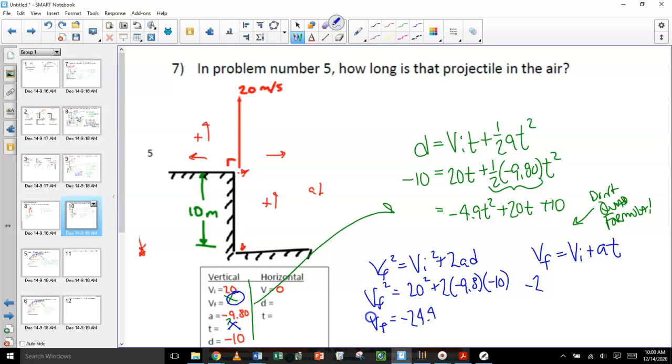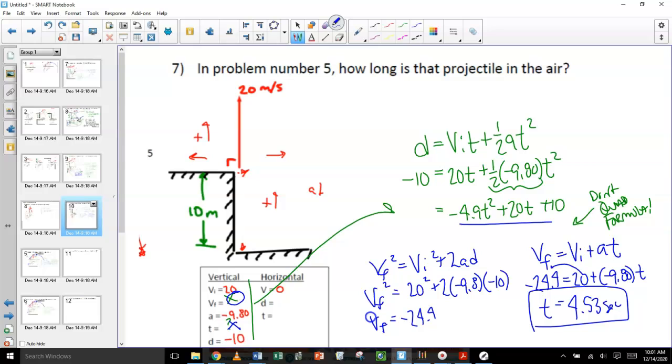And then I can use this equation, VF equals VI plus AT. Final velocity, negative 24.4. Now, if you forget that negative, you're going to get this wrong. Initial velocity is 20. The acceleration, negative 9.8 times t. So then I bring the 20 over and I get negative 44.4. So negative 44.4 divided by negative 9.8. You get your time of 4.53 seconds. So I was able to find the answer. Even though I encountered the quadratic formula, you can sidestep by finding final velocity, and then from the final velocity you can find your time and never have to use the quadratic formula.